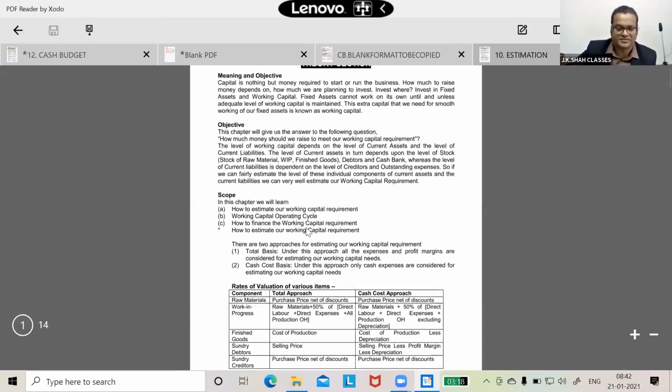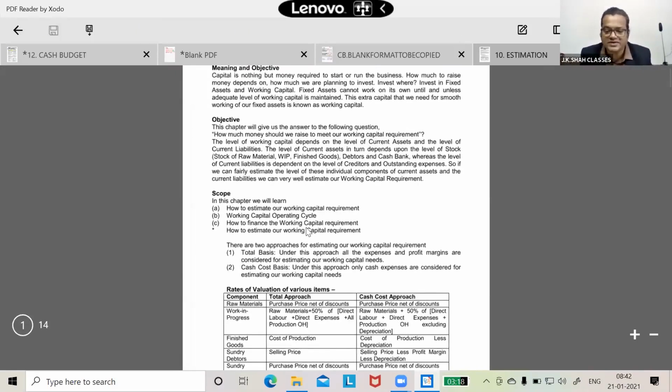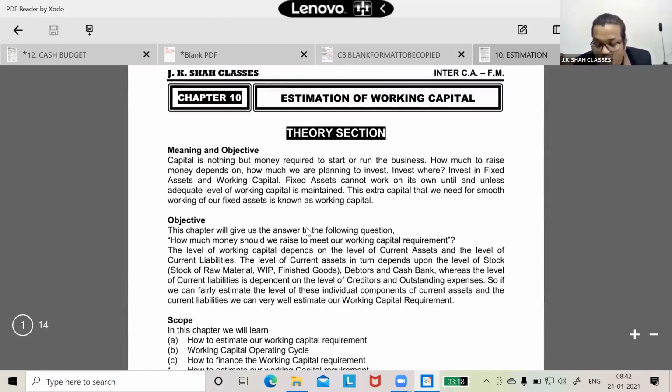Question number 5. The following information is available in respect of Sai Trading Company. To teach you this sum, I need to go to this topic, estimation of working capital, and teach you a small part over here. Again, students, I want rapt attention, otherwise it will just go over our heads. So please pay attention.